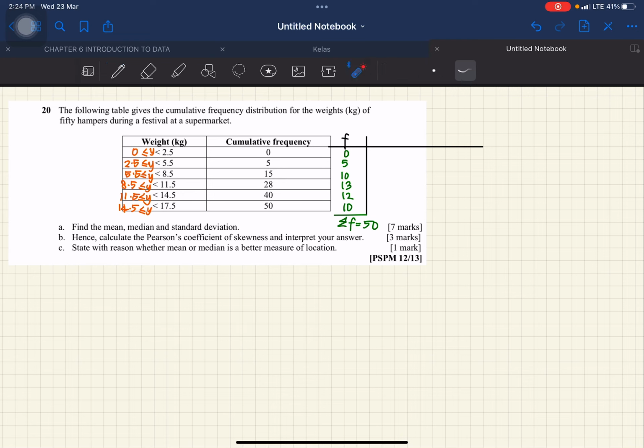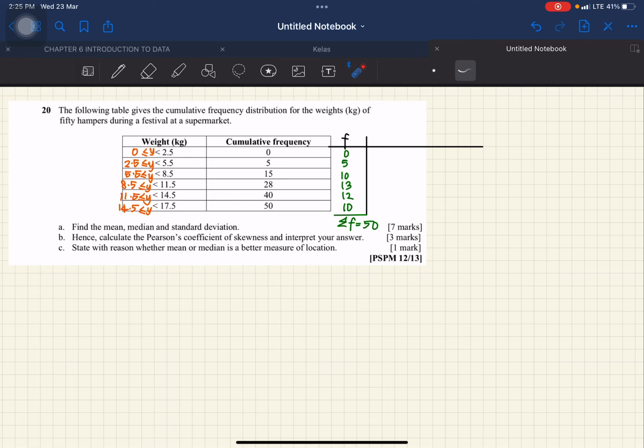Some students say this is until negative 0.5. I understand why you do until negative 0.5, because the distance between this one and this one is 3, and this one and this one is also 3. So 2.5 minus 3, you will get negative 0.5. But you need to think back. Does weight have a negative value? No. When you step on the scale and weigh yourself, it doesn't go backwards to negative. So it must be a positive value. That's it. You have the interval over here and the frequency over here. That's all we need.